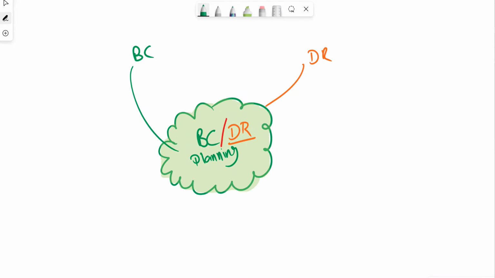Let's look at some business continuity and disaster recovery planning, what the differences are, and how these things work in our environment today. There are two related processes anytime we talk about business continuity and disaster recovery. They differ a little bit from each other, but they're interlinked as well. So let's go through and define each of these.